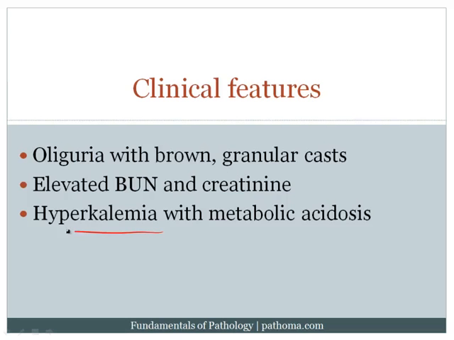And finally, the patients will develop hyperkalemia with a metabolic acidosis. The hyperkalemia is due to the fact that you get decreased renal excretion of potassium, and the metabolic acidosis is due to the fact that you get decreased excretion of organic acids, and so actually this acidosis would be associated with an increased anion gap.